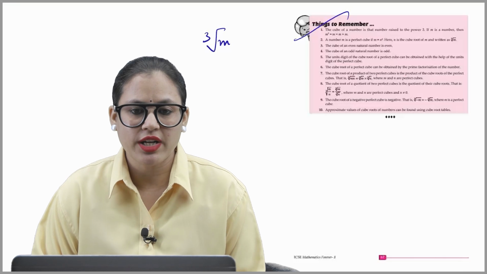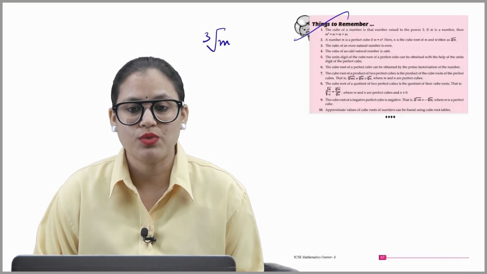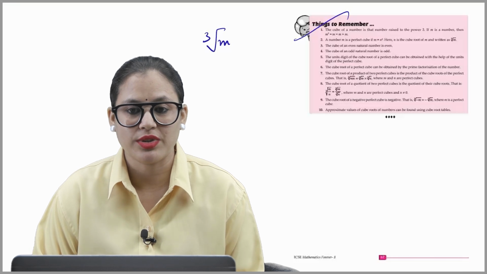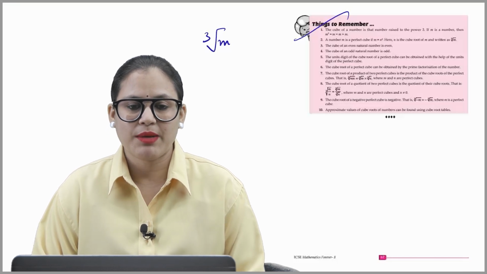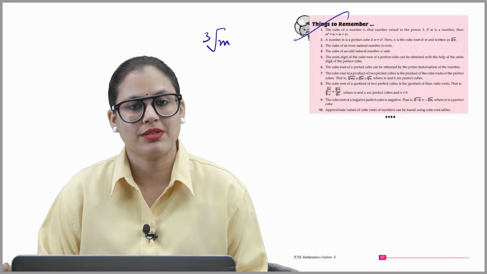9. The cube root of a negative perfect cube is negative, that is, the cube root of minus m is equal to minus the cube root of m, where m is a perfect cube. And 10. Approximate values of cube roots of numbers can be found using cube root tables.